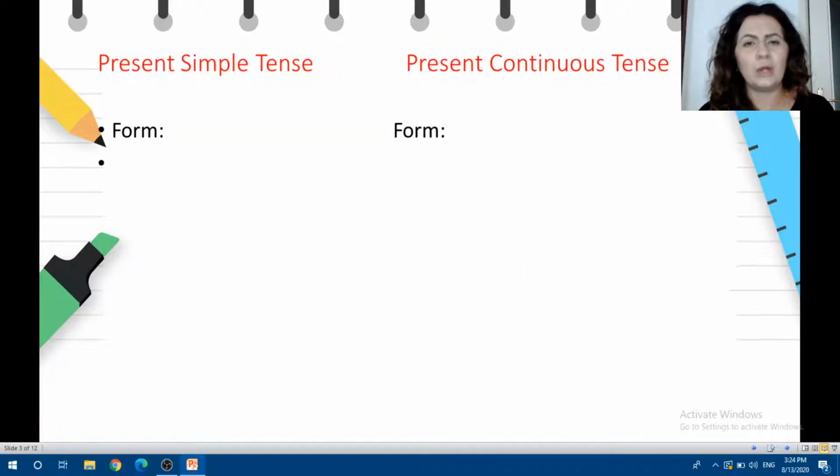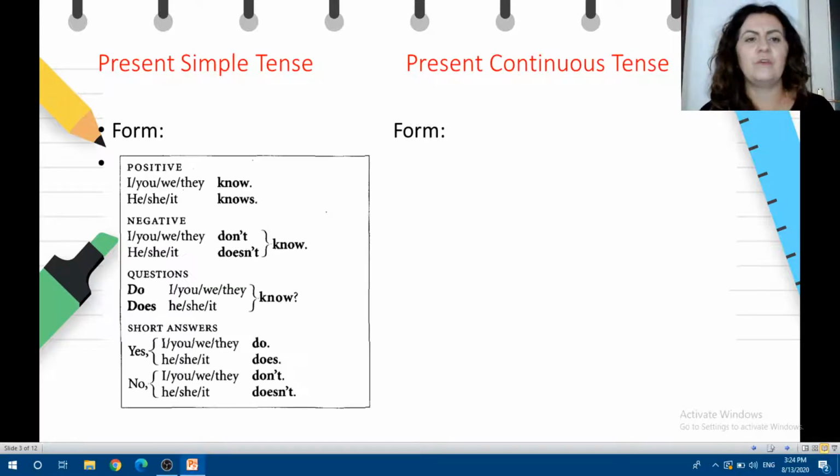I'm sure that you all know how to form these tenses, but let's quickly revise their formation. For the present simple tense, I'm sure that you all know that for the third person singular, we add s or es to the verb. For the negative form, we need don't or doesn't, and then follows the base form of the verb. For the interrogative form, we need do or does, then follows the subject, and then the base form of the verb.